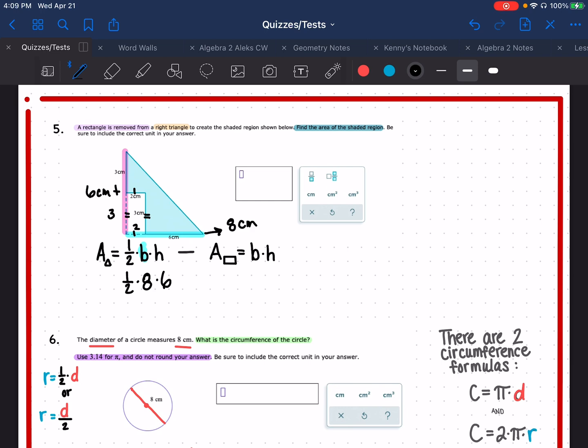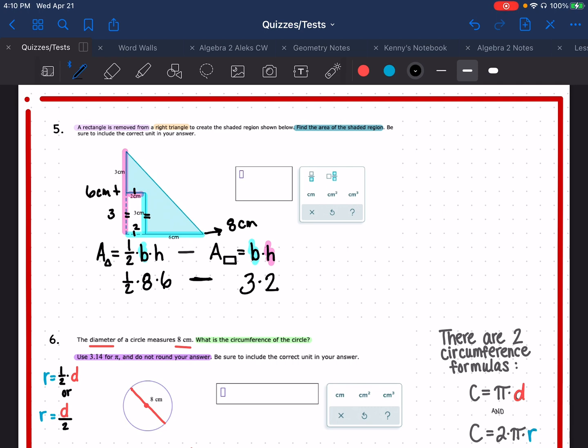Now let's take a look at our rectangle. In our rectangle, I would say this would be my base and this would be my height. And it doesn't matter. It really doesn't matter for the rectangle. So I would have 3 times 2. And I'm going to go ahead and subtract these.